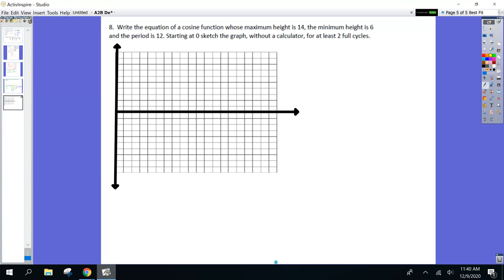Anna, here you go. How do I start? By finding the A value here. Suggestions on how I could find the A value? You do 14 minus 6 divided by 2. Good job. Max minus min divided by 2. What do you got for me, Anna? 4. So the A value is 4.